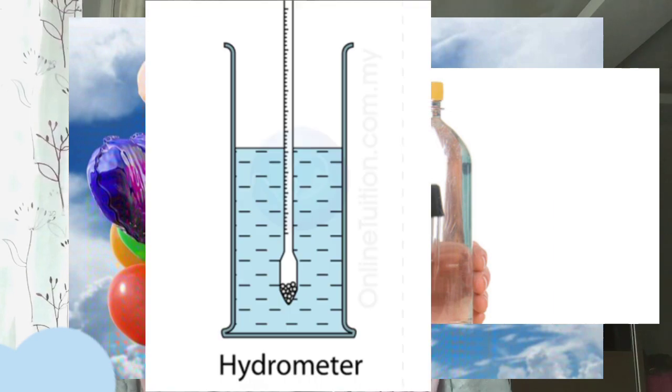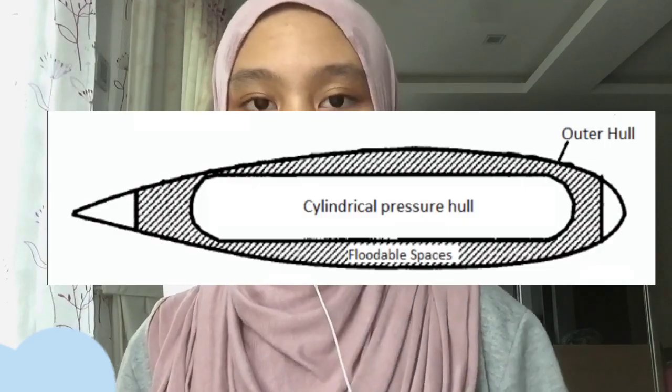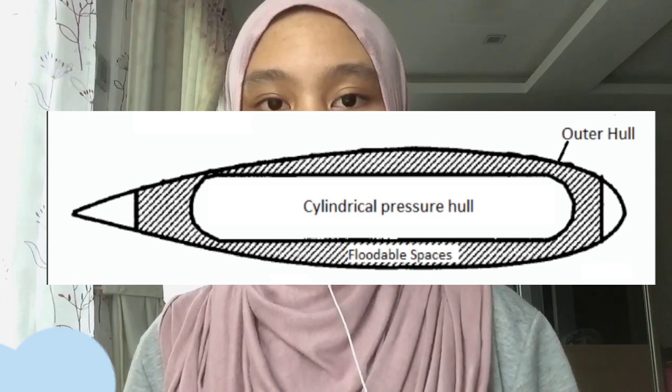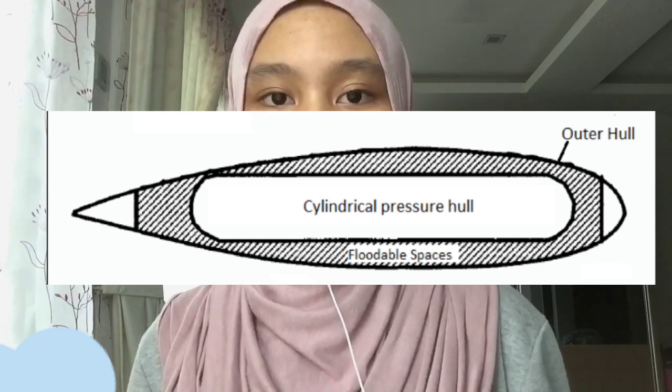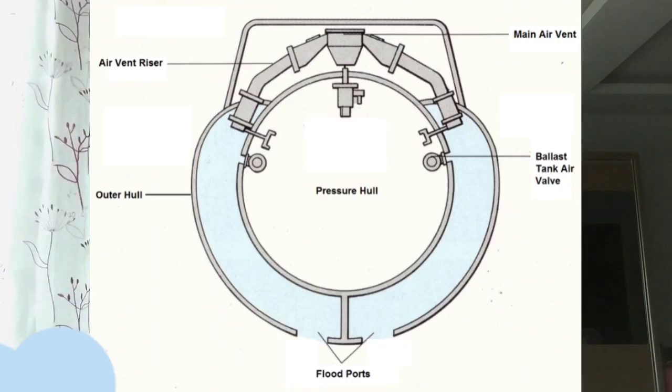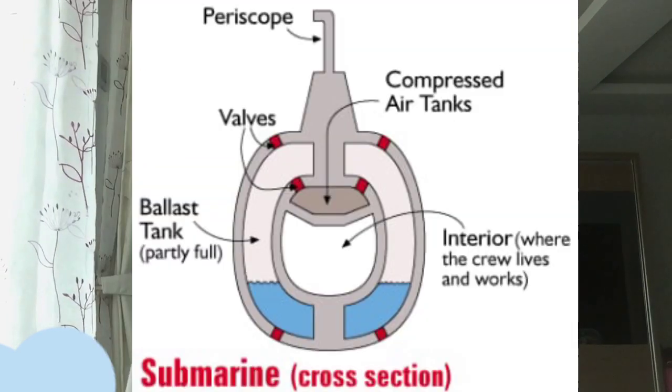So Archimedes principle can be applied in multiple ways in our daily life, such as in helium-filled balloon, Cartesian diver, hydrometer, and submarine. So submarines are completely enclosed vessels with two hulls, which is the inner hull and the outer hull. So the inner hull is called the pressure hull, and the outer hull that shapes the submarine's body has ballast tanks in it. So ballast tanks can be filled with water or air to control its buoyancy.